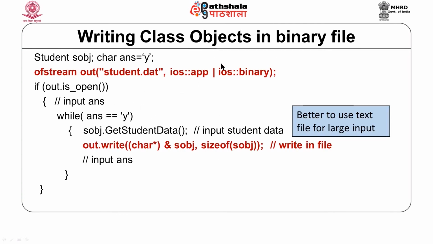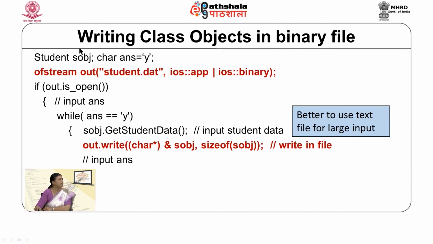So, how to write the objects in a binary file? Obviously, first of all we will have to open the file for output. If we want to append to the existing data, we can use ios::app open mode with binary, and let us assume in this case that we will keep on asking the user whether the user wants a new object to be written into the file or not. If he answers yes, then it will ask for the input, and once the input is taken, the object will be written into the output file, the binary file.